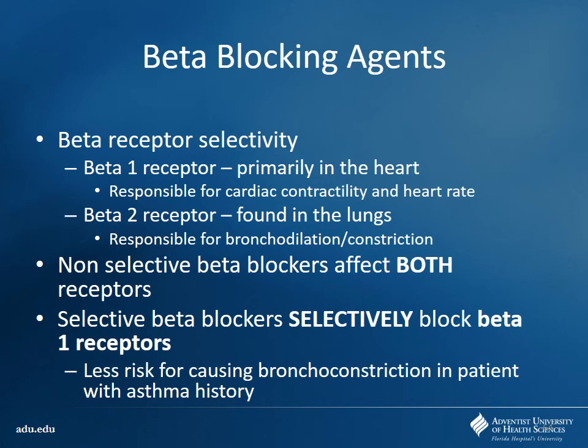So again, beta-1 receptors are primarily in the heart, responsible for contractility and heart rate. So if you're using a beta-1 selective agent, primarily it's going to be working more in the heart when it gets absorbed systemically. Beta-2, if you use a non-selective agent, can affect both of these receptors.